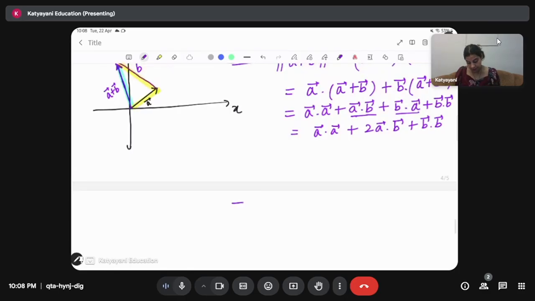Now let's see. A dot a, can I write it as a norm का square? Right? I can do that, right? Because a norm is under root a dot a. So a norm का square would be a dot a. Then let's write it like this only abhi. And then b dot b को I can write as b norm square.